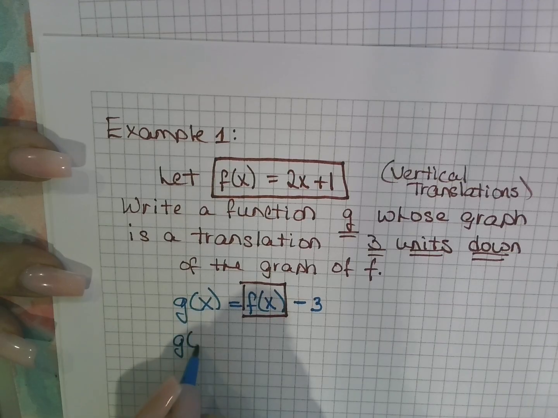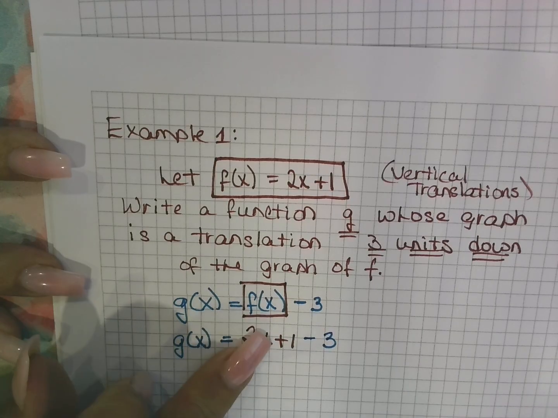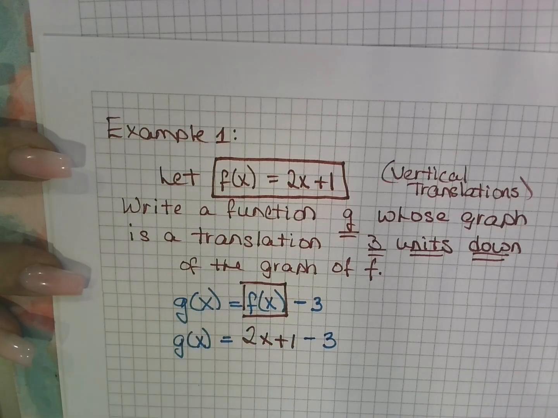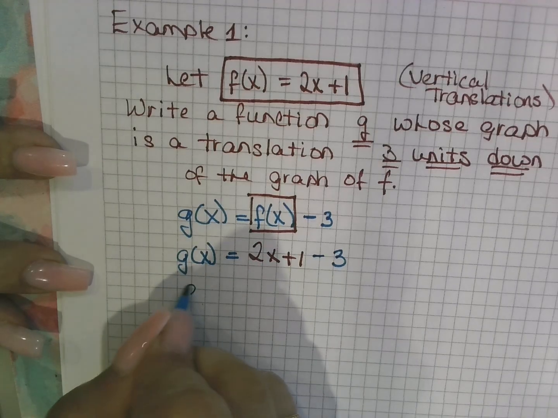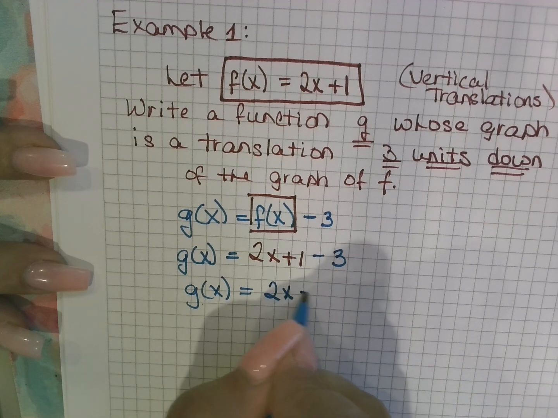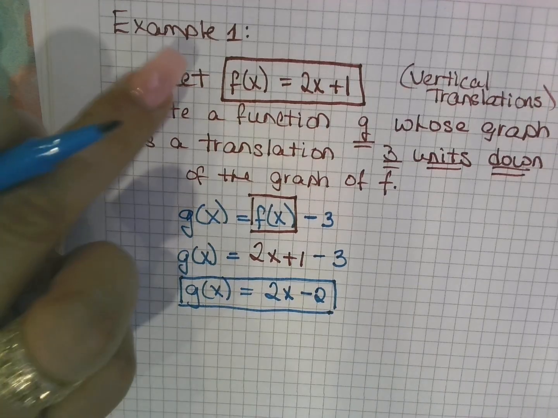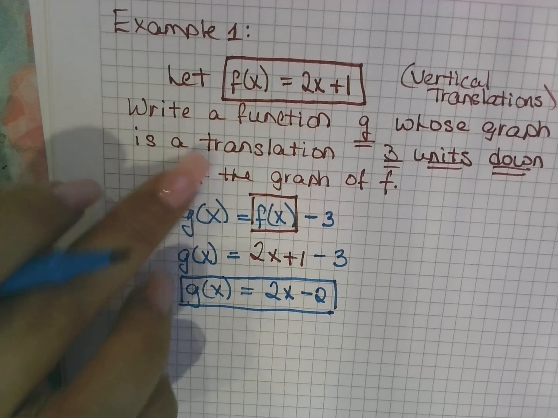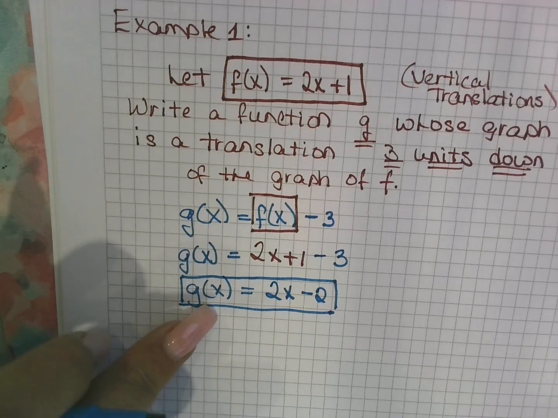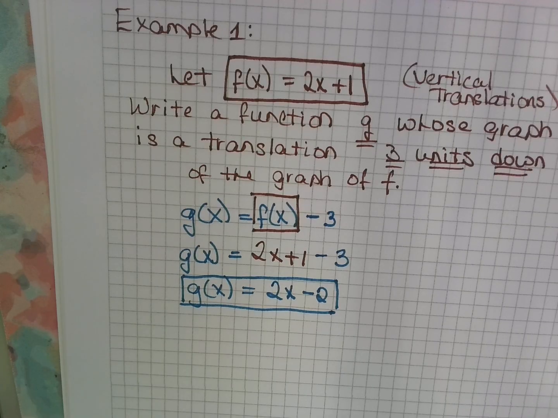So g of x equals f of x, which is 2x plus 1, and then minus 3. All I did was substitute 2x plus 1 for f of x. And now we're going to simplify this. This is going to be 2x minus 2. And that is your g of x that does this to this function. This g of x is this function shifted 3 units down. Okay?